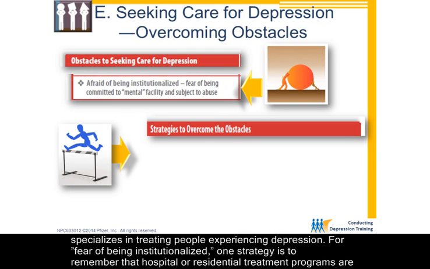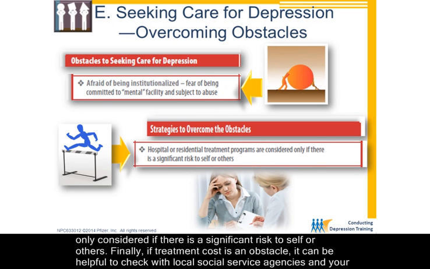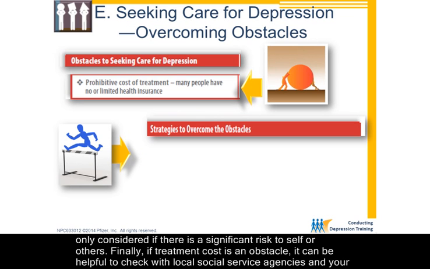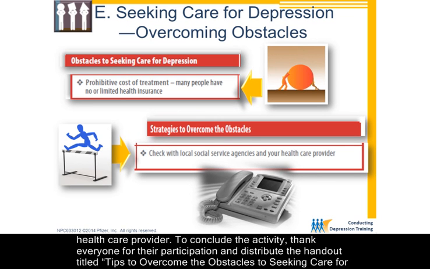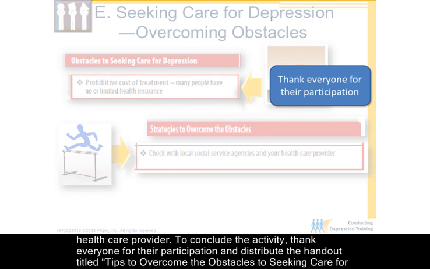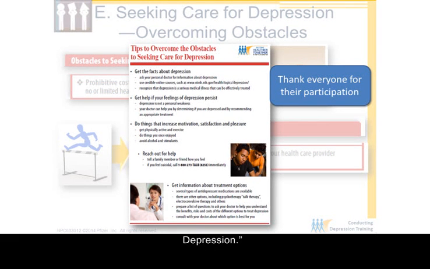For fear of being institutionalized, one strategy is to remember that hospital or residential treatment programs are only considered if there is a significant risk to self or others. Finally, if treatment cost is an obstacle, it can be helpful to check with local social service agencies and your healthcare provider. To conclude the activity, thank everyone for their participation and distribute the handout titled Tips to Overcome the Obstacles to Seeking Care for Depression.